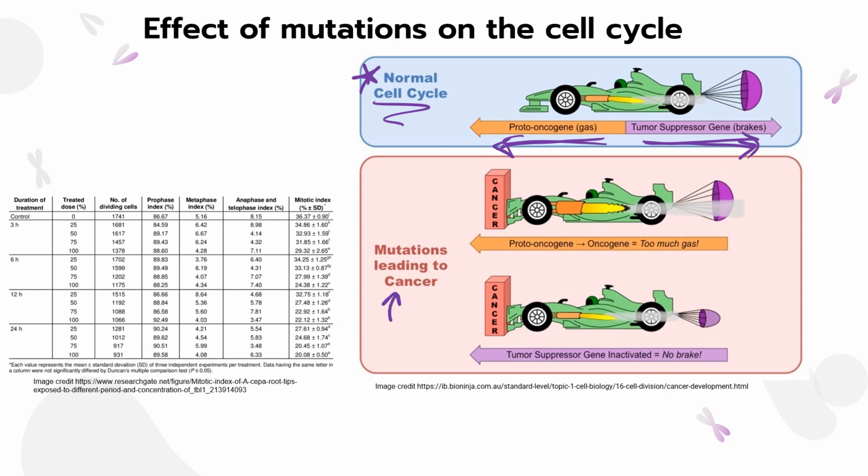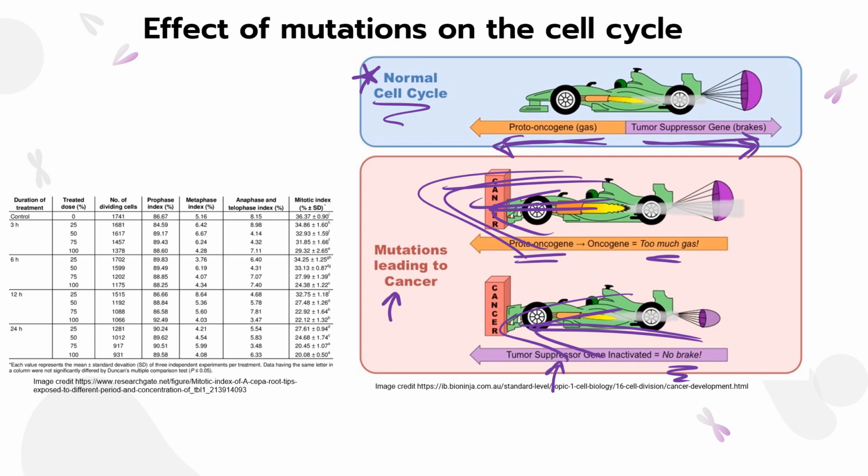When we have some mutations, if the mutation is in the proto-oncogene, now we have too much gas and we're like, let's go, let's go, let's go, and we're making too many cells. If we have a mutation in that tumor suppressor gene, then we don't have a brake anymore. There's nothing to slow down those proto-oncogenes and oncogenes, and so again, we end up with just too much cell division, and then we have those tumors that are symptomatic of cancers.